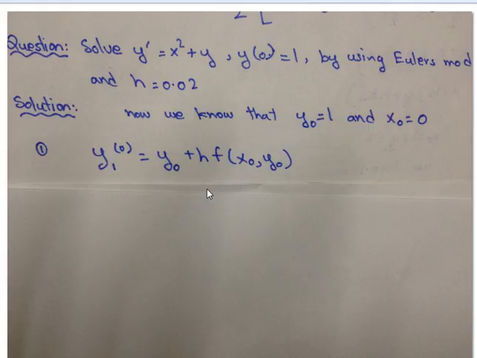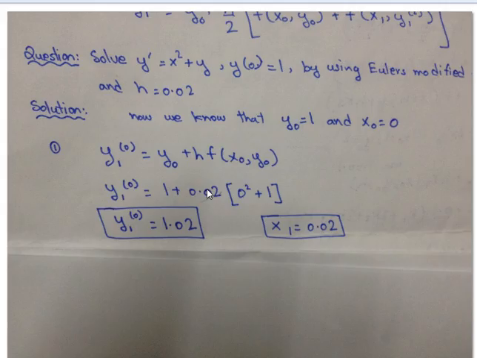This was the first equation of Euler's modified method. We will plug each of these values into the equation to get a value of y_1^(0). Here we plugged in the values y equal to 1 and x equal to 0, and got a value of y equal to 1.02, while x1 becomes 0.02. That is x naught plus h, which is 0.02.